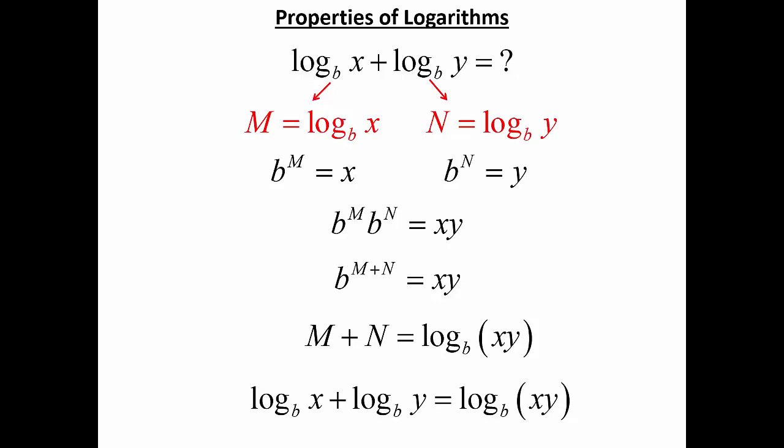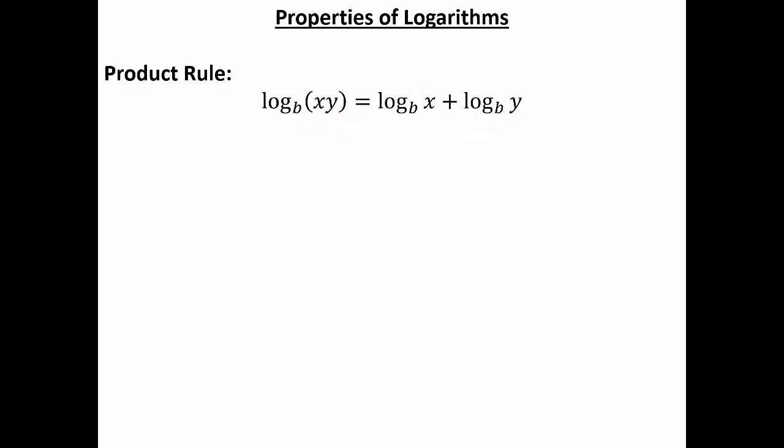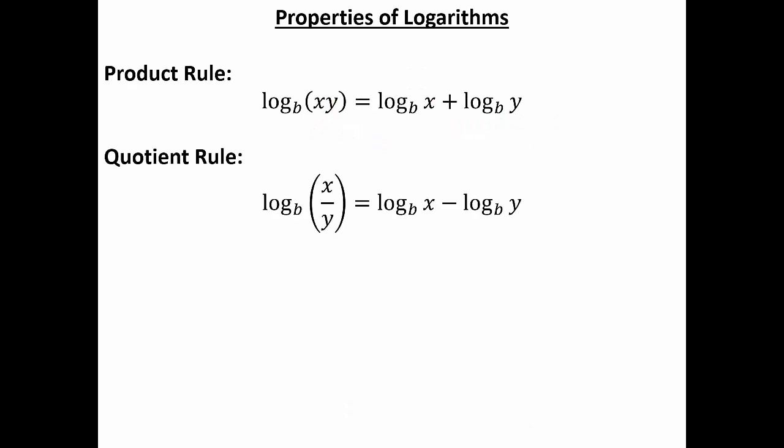So what I've done there is I've proven that if I add log base b of x and log base b of y, it will always be log base b of the product x and y. So again, we call that the product rule. The quotient rule basically operates the same way. Just as multiplication becomes addition, division becomes subtraction. That rule is just a corollary to that previous rule. It doesn't require its own separate proof. If you're multiplying and that becomes addition, then division should become subtraction.